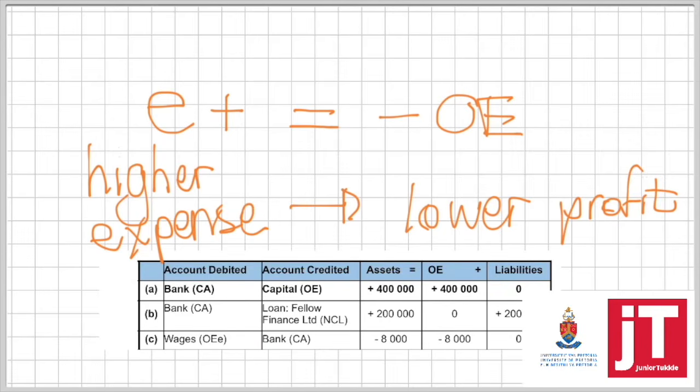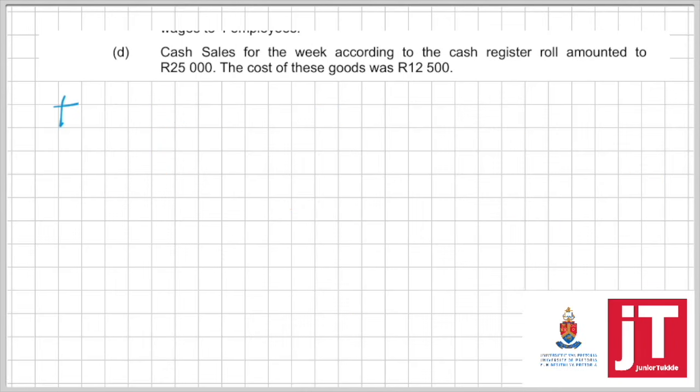So if we look at the answer, we have wages, account debited, expense, and account credited, bank. Bank, the money is decreasing, that's straightforward. But then this minus here for equity links to the plus for expense. Why do we now say minus? Because we want the effect on equity, and equity is profit. What happened to our profit? It decreased. So I put a minus there instead of a plus.